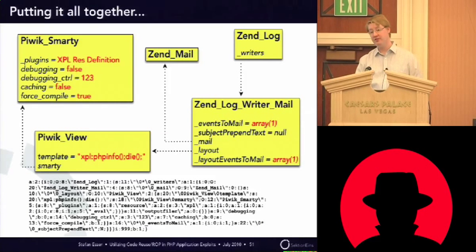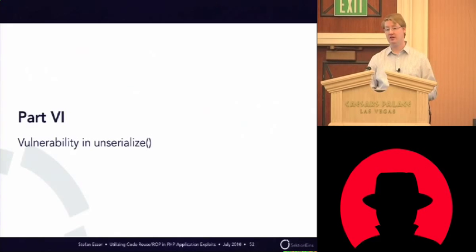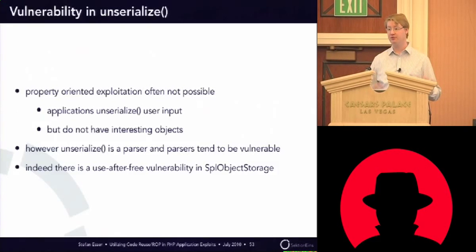So, okay, this is Piwik. The problem is, I told you, there are some applications that unserialize user input, like WordPress, but they don't have interesting objects. So they have no destructors, no wakeups, and so you cannot exploit them with property-oriented programming. You need another way. And what you need is a vulnerability in the unserialize part itself.